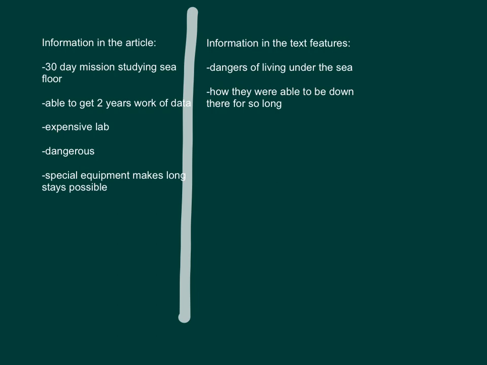So after I looked at the text features, I saw that it was talking about how dangerous it is to be under the sea. It specifically talked about the lungs, ears, and skin, and how all of those things can be greatly affected by being underwater for so long if these aquanauts are not careful. So basically, the text feature told me what they did so they could protect themselves and be able to stay underwater for so long.